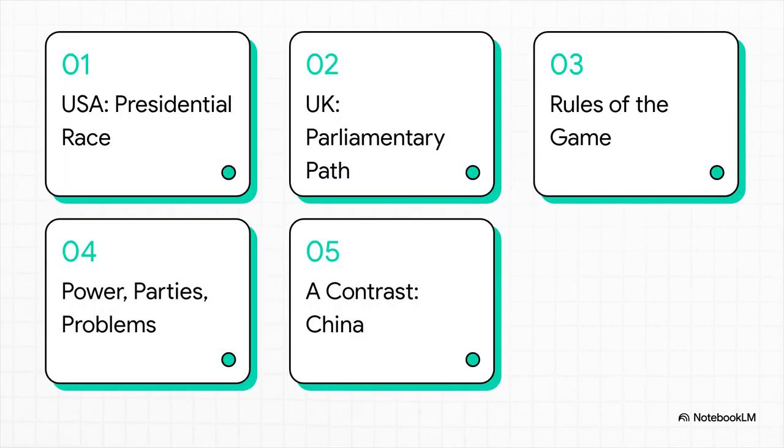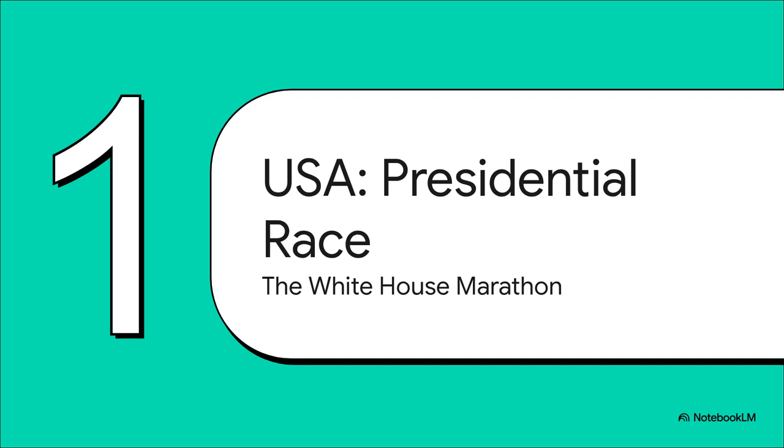So here's the game plan. We're going to start with the absolute marathon that is the US presidential race. Then we'll hop across the pond to look at the UK's parliamentary path. After that, we'll dive into the rules of the game for both, check out the power and the problems with political parties, and then, just to put it all in perspective, we'll take a look at a completely different system, China.